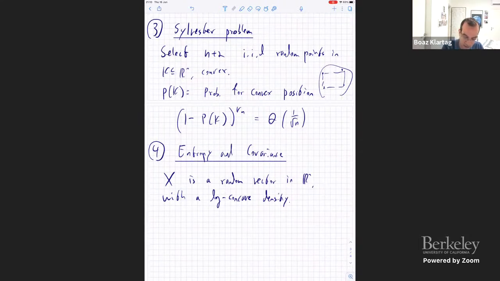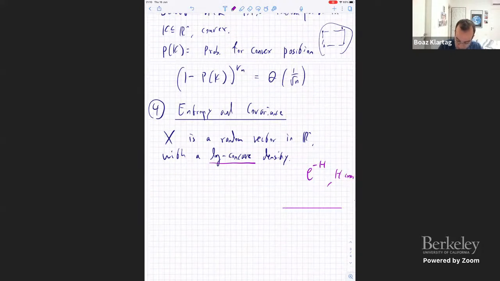This means that it's e^(-H), where H is a convex function. So it looks like the Gaussian, say, or something. The Gaussian is log-concave, and also the uniform measure on a convex set is again log-concave. And this class of log-concave densities, log-concave random vectors, is stable under various operations.